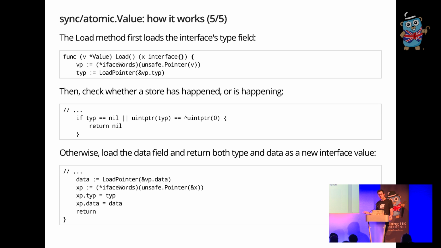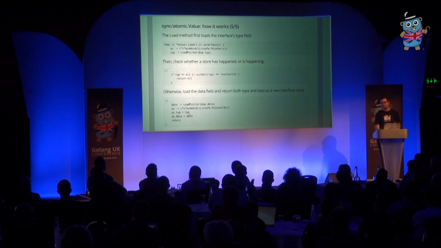But on the loading side, it's much simpler. When you're reading a value out, we do the same thing. We deconstruct the value into an interface word struct, and then we load the type. If the type is nil, or it's the sentinel value, then we're currently storing a value, and so we'll return nil. Otherwise, we can just load the data field and create a new interface word struct, stuff the type and data into that, and then return it.